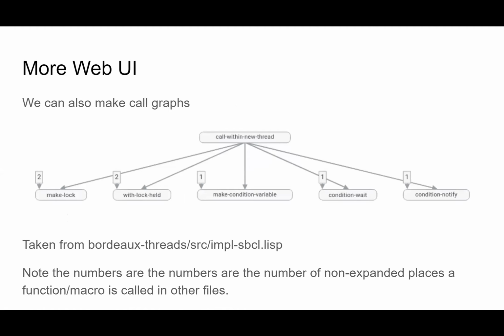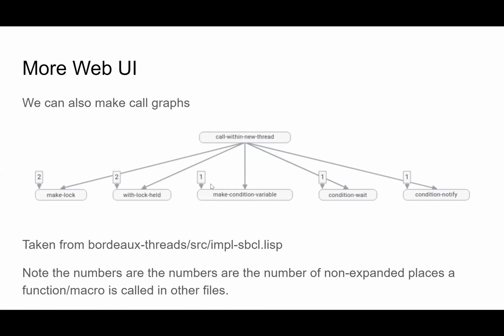Okay, we can do more than this. We can also make call graphs. So here we have a call graph. This is for the function call within new thread. That calls make condition variable, condition wait, condition notify, make lock, and with lock held. Note this is taken from Bordeaux thread source impl-sbcl.lisp. The 2 here says that there are 2 things that call make lock in different files.